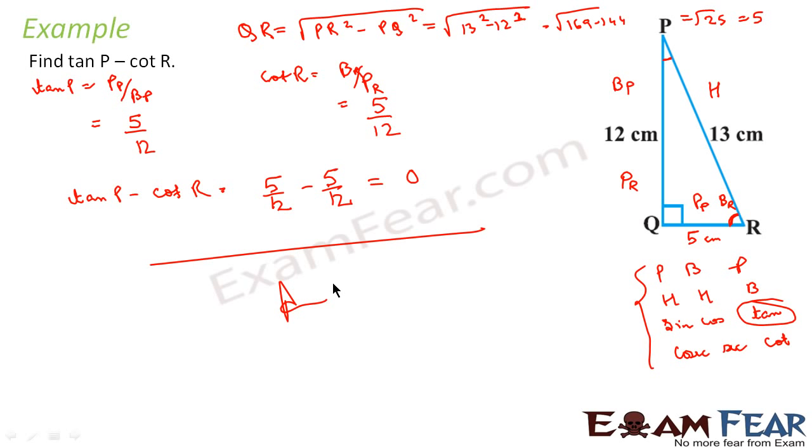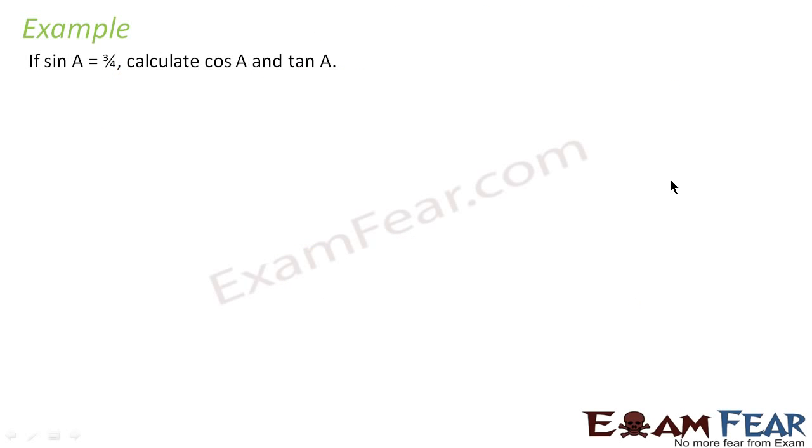Very simple. You just have to understand that with the frame of reference, the perpendicular and base change. Let's take some example. It says when sine A is equal to 3 by 4, we have to calculate cos and tan.